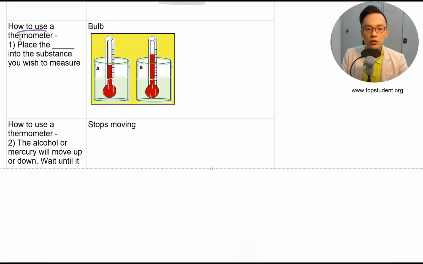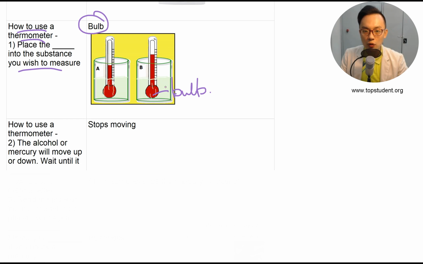Alright, so how do you actually use a thermometer? Place the bulb, so this is the bulb, into the substance you wish to measure. So if you want to measure water, you place it into the water. If you want to measure, so let's say this person is sick. Oh, I'm feeling sick. Alright, I have a fever.